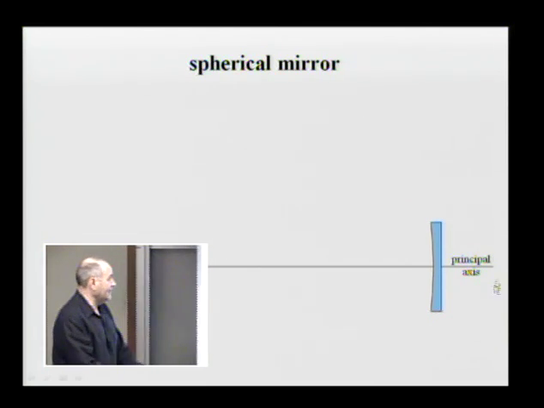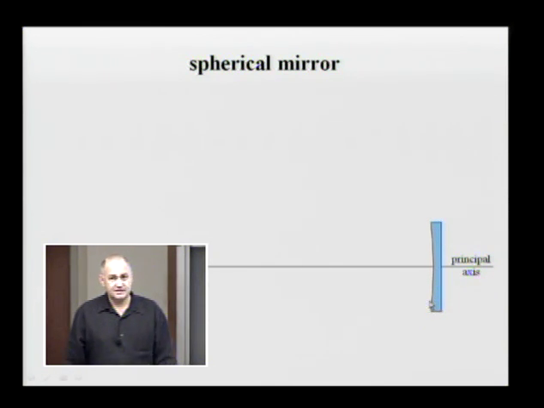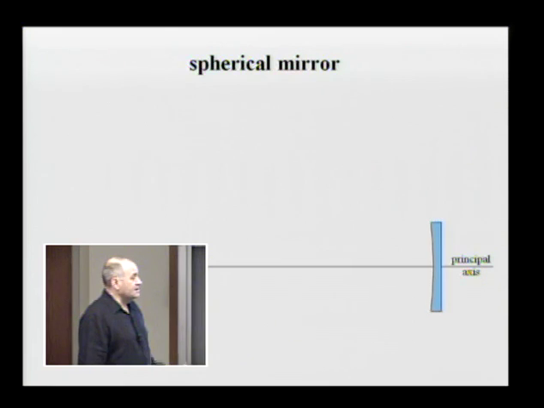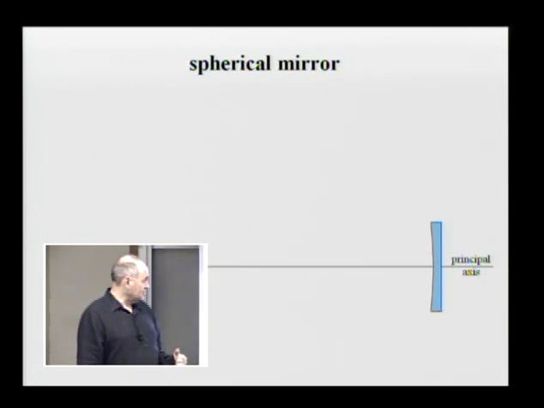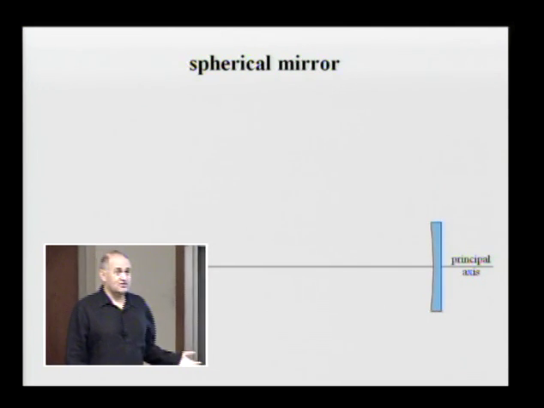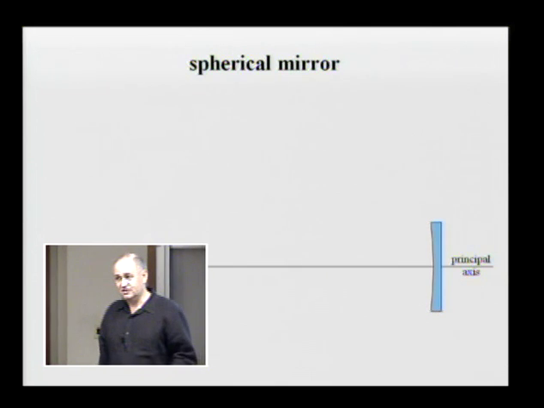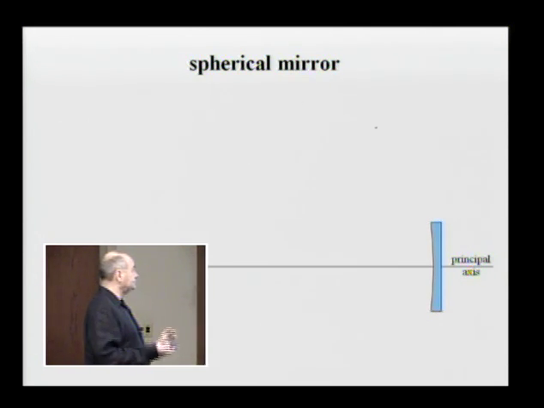However, if I take a tiny fragment of a sphere, then the deviation from a parabola or from an ellipse is very small. Therefore, with a very good approximation, spherical mirrors are able to produce images, and the advantage of spherical mirrors over parabolic or elliptical ones is that it's easier to make them. They are cheaper to make.